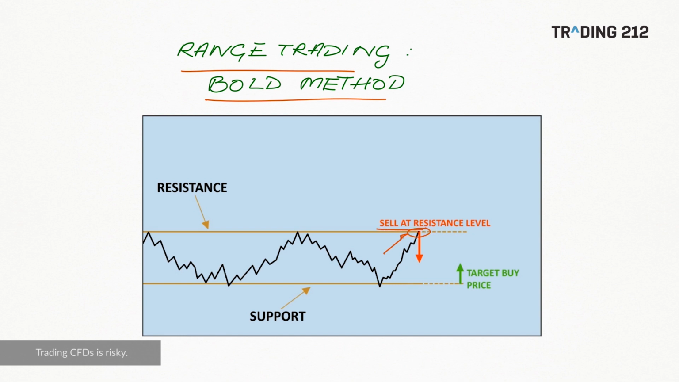You sell at the resistance level. The target price then is here at the support level, at the bottom of the range. Now the pros, or the advantages, of this method really is that it is just so simple. The major risk is, of course, that you are so reliant on the market staying within the range.